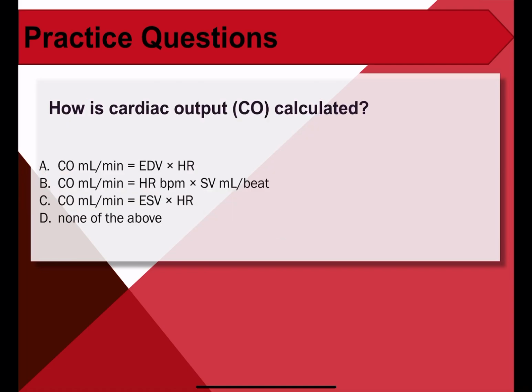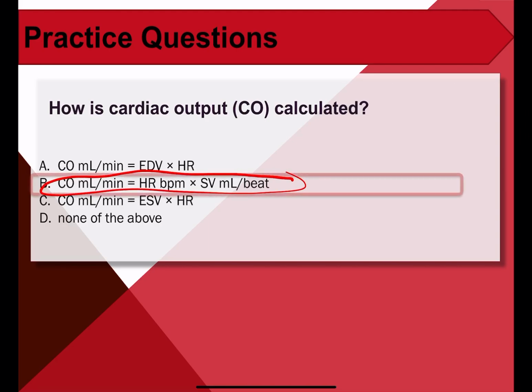How is cardiac output calculated? Right here. Cardiac output is heart rate multiplied by stroke volume.